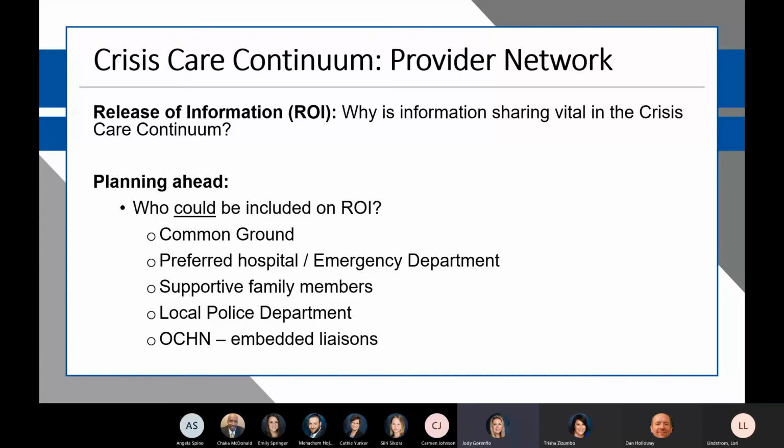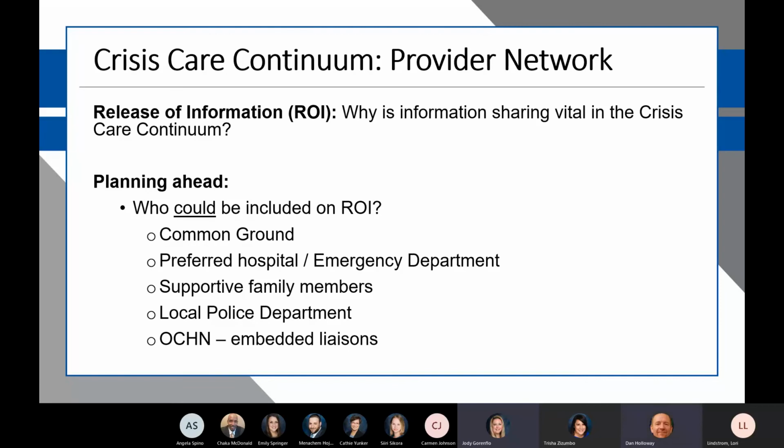And I just want to stress and remember that information sharing only benefits care coordination. So not only does it benefit the individual, but it also benefits you. It benefits the job that you're able to do working with an individual.